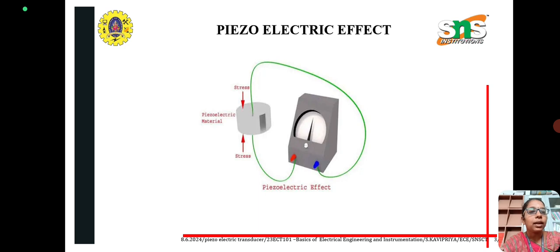This is a diagrammatic representation of the working principle of the piezoelectric effect. When a force or a stress is applied on the piezoelectric material used in this transducer, the force or stress is converted to a voltage, which is read by the voltmeter.